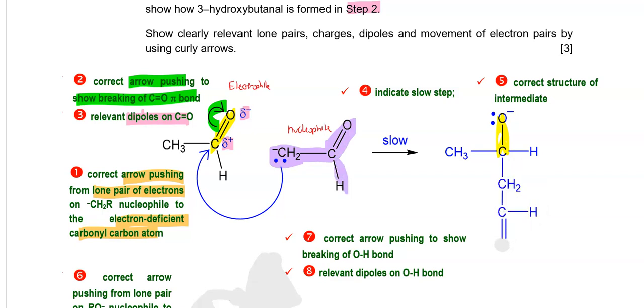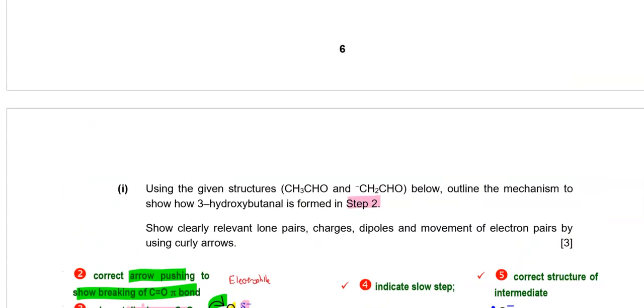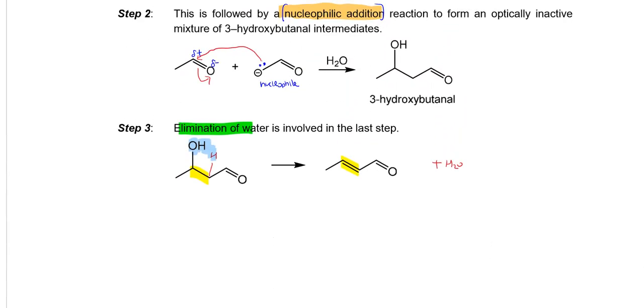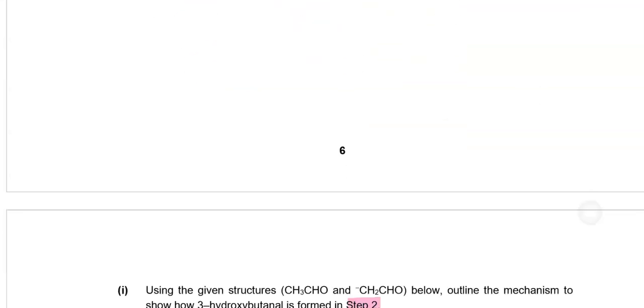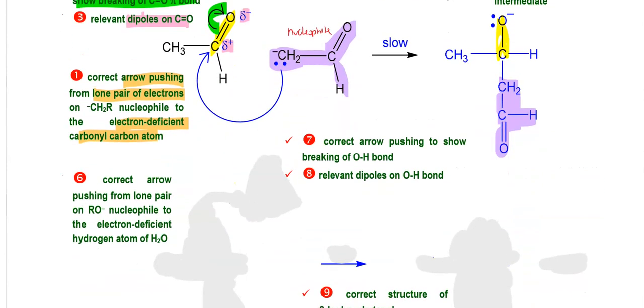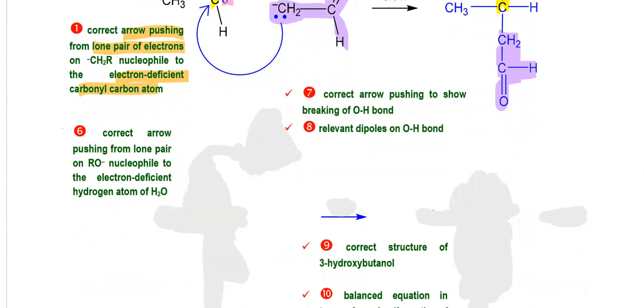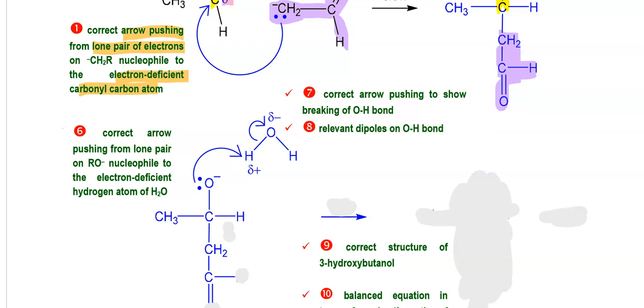onto the electron deficient carbon just now. So this is the fragment here. The next step is that we need to form 3-hydroxybutanol. You see that 3-hydroxybutanol is formed when we have added in water. So this is 3-hydroxybutanol, somewhat similar to our intermediate, just that we have O minus. Since there's water, water can provide the proton because it has a delta plus H. So put this intermediate next to it.